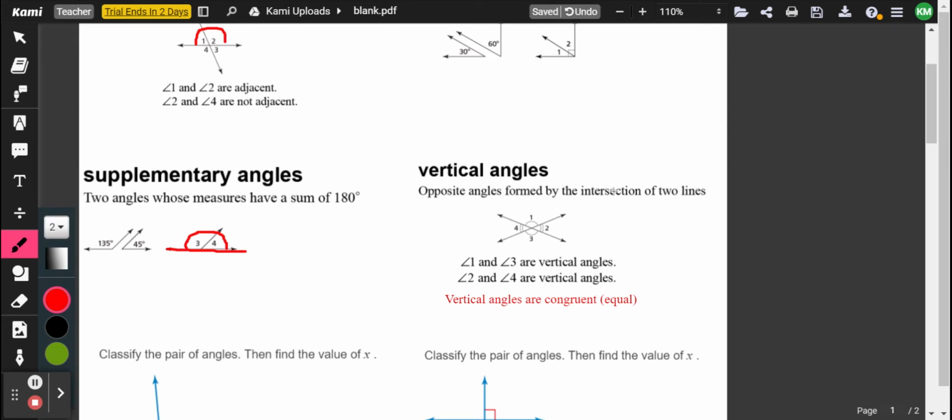And lastly, we have vertical angles. Vertical angles are opposite angles formed from an intersection of 2 lines. So if we look here, 1 and 3 are vertical angles because they're opposite of each other. 2 and 4 are vertical angles because they're opposite of each other. Vertical angles are congruent. So we could say 1 and 3 are equal to each other. 2 and 4 have the same measurement as well because they're vertical angles.